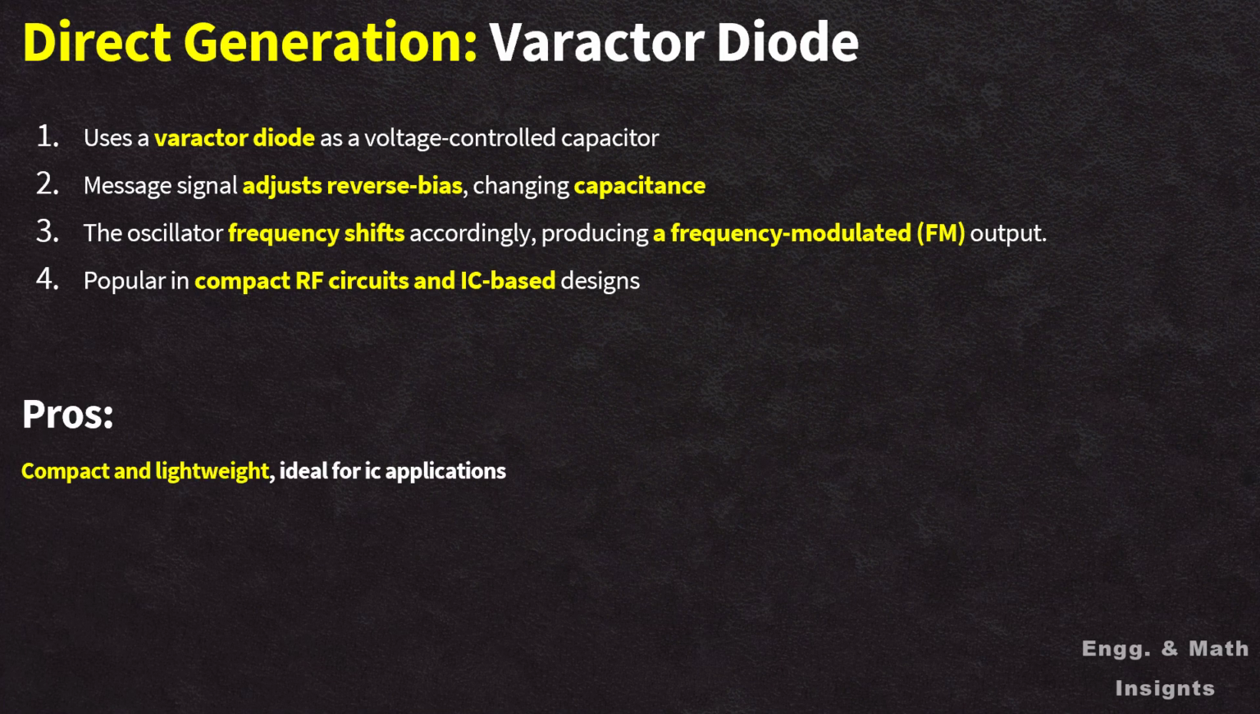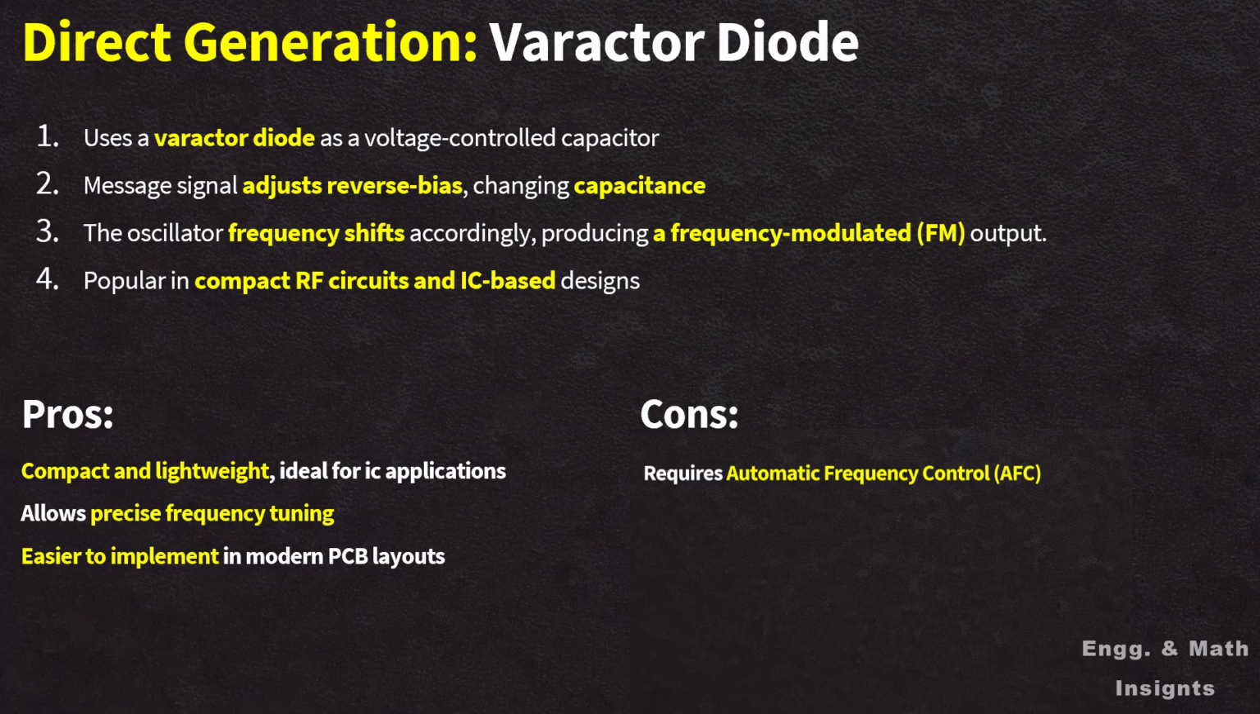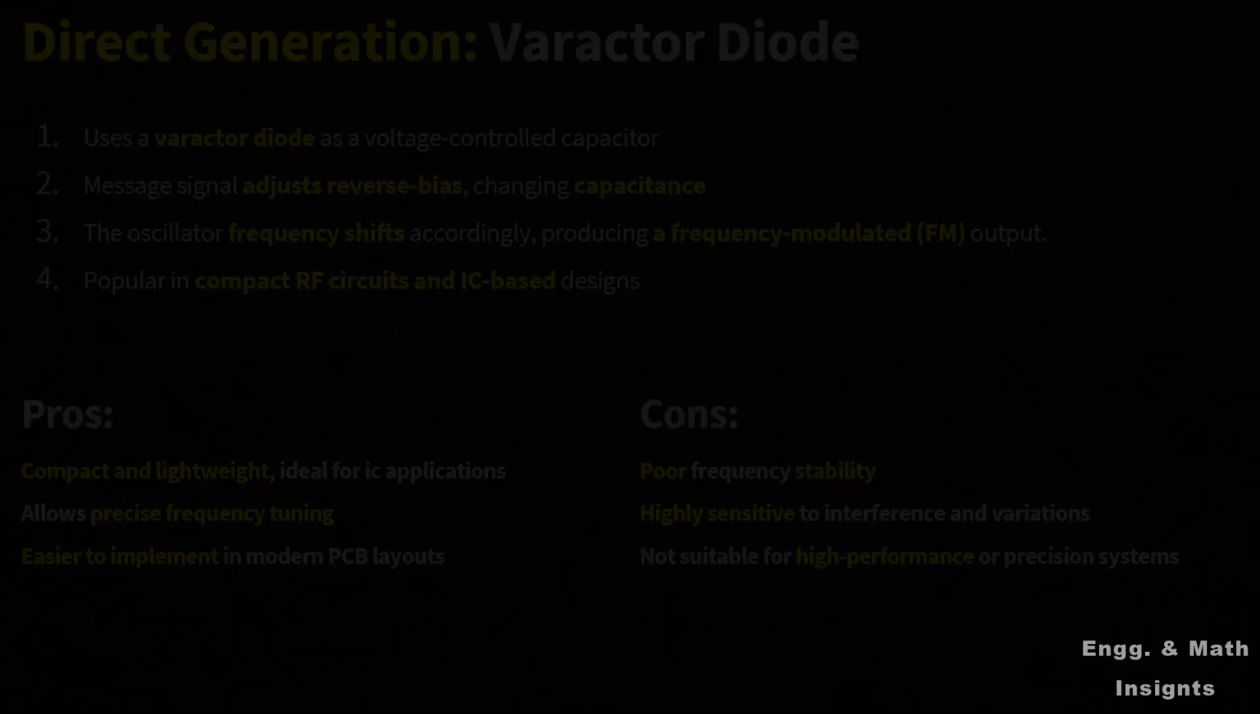So this method is compact and lightweight, ideal for integrated circuits or IC applications, allows precise frequency tuning using small voltage changes, and is easier to implement in modern PCB layouts and digital systems. Some cons are: it requires automatic frequency control, or AFC, to maintain long-term stability, and has a narrower tuning range compared to other methods. It shows nonlinear behavior at the extremes of the tuning range.